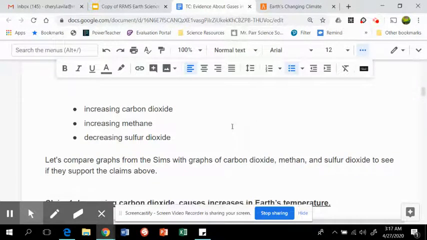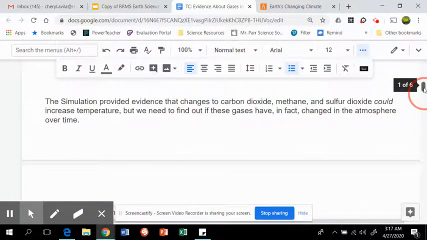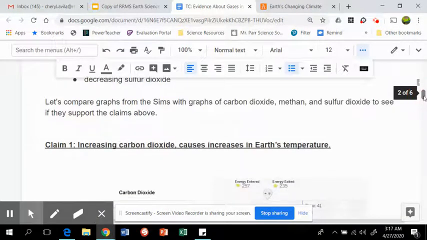So we're looking at increasing carbon dioxide, increasing methane, and decreasing sulfur dioxide, which could potentially warm up the Earth, increase temperature. Let's compare graphs from the SIMS with graphs of carbon dioxide, methane, and sulfur dioxide to see if they support the claims up above. Claim 1, increasing carbon dioxide causes increases in Earth's temperature.